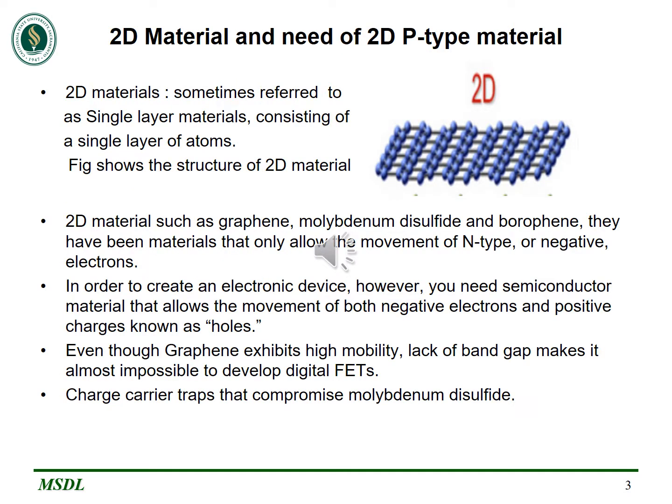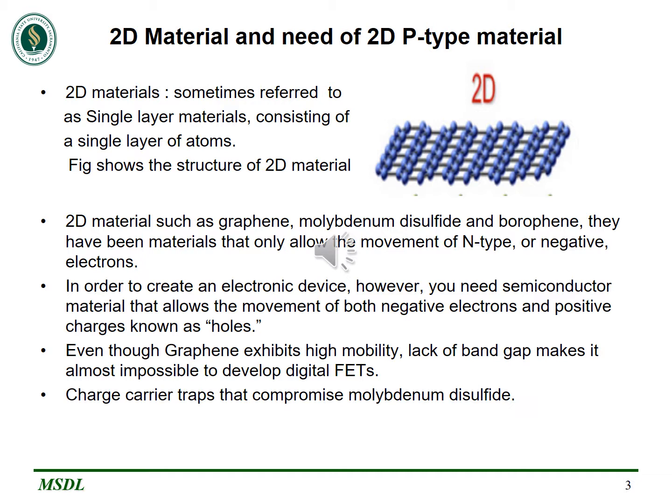2D materials are made up of one layer, the thickness of just one or two atoms. The figure here shows the structure of 2D material. As you can see in the figure, it consists of a single layer of atoms. That's why it is sometimes referred to as a single layered material. Now we move on to see the need of 2D p-type material.